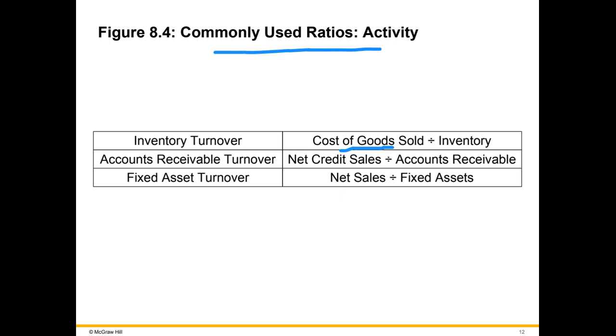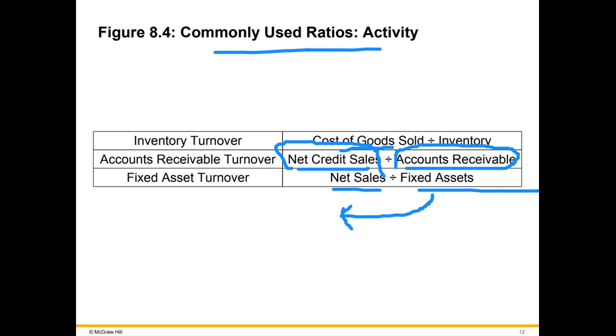Accounts receivable turnover is net credit sales divided by accounts receivable. So how much we are selling on credit and what our accounts receivable are can give us a better idea of the accounts receivable turnover. Okay, then there's fixed asset turnover. This is net sales divided by fixed assets, and it gives us an idea of how effectively we are utilizing our assets and what our overall sales are.